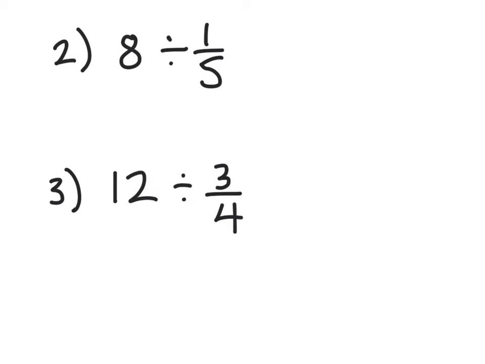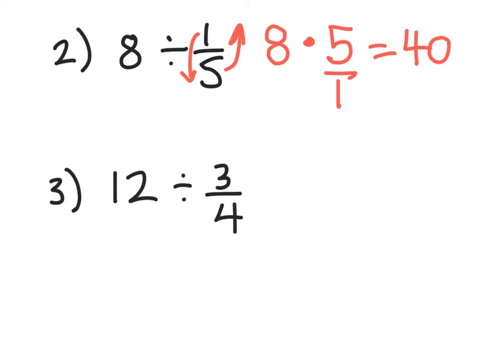So let's do the first one. 8 divided by 1/5. I'm not going to draw 8 pieces and cut them into fifths. I'm simply going to keep the first number, the dividend, the same. I'm going to change division to multiplication. And now I'm going to write the reciprocal of 1/5, which is 5/1, or you can just write 5, because the 1 won't make a difference in our answer. So we get 8 times 5. The answer to this is 40.